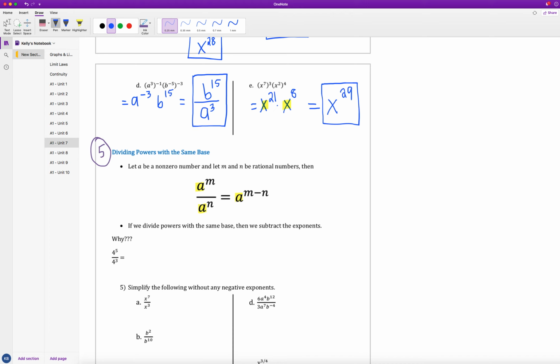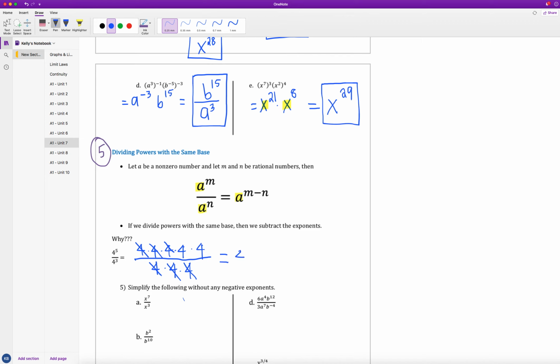So 4 to the 5th would be 4 times 4 times 4 times 4 times 4. So I've got 5 4s there multiplied. Then 4 to the 3rd would be 4 times 4 times 4. Now when I'm dividing stuff that are factors, I can cancel these. So one of these 4s can cancel with a 4 down there, a 4 on top can cancel with a 4 on bottom, and a 4 on top can cancel with another 4 on the bottom. And the reasoning behind that is because a number divided by itself, or in this case 4 divided by 4, is going to be equal to 1.